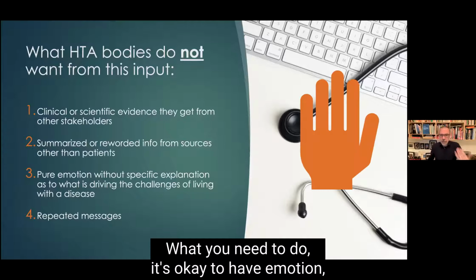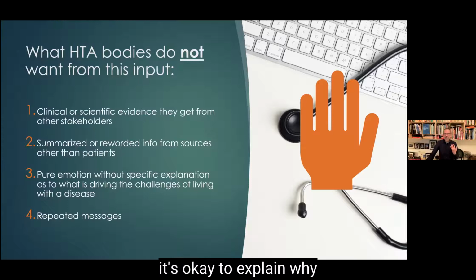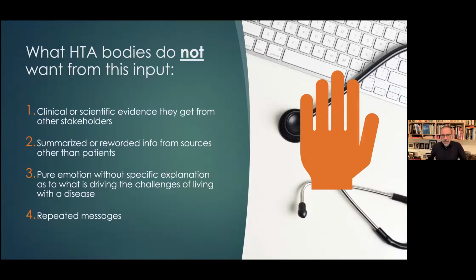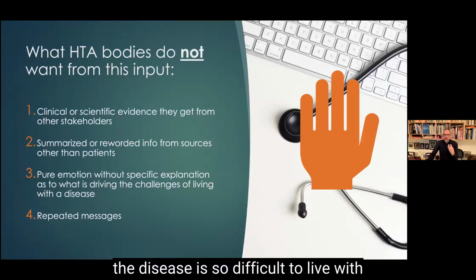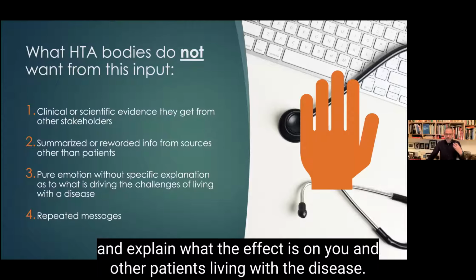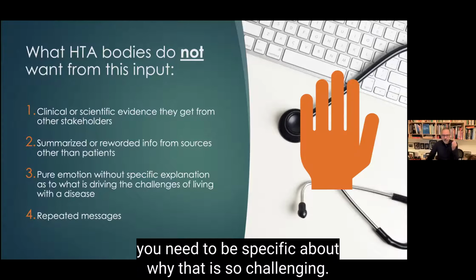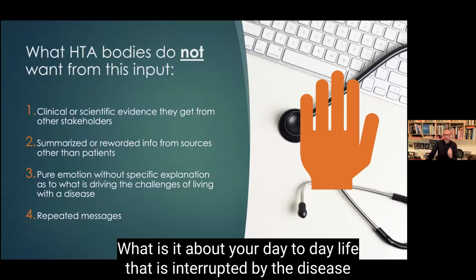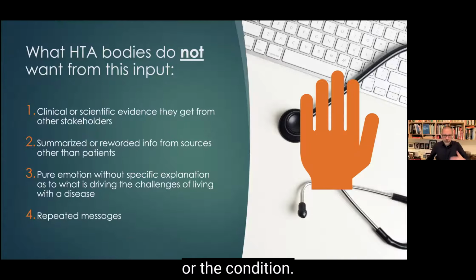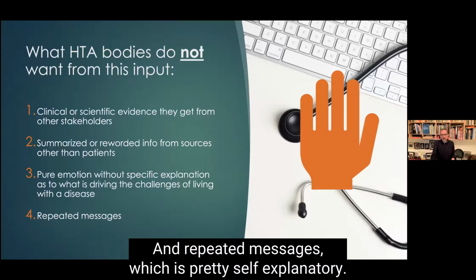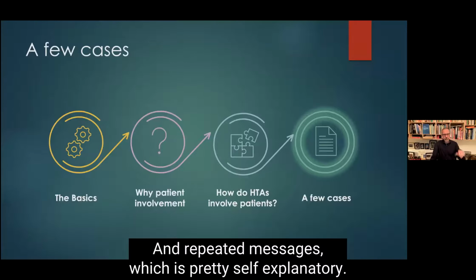So what you need to do is, it's okay to have emotion. It's okay to explain why the disease is so difficult to live with, and explain what that effect is on you and other patients living with that disease. But you need those specifics in there. I mentioned this before. You need to be specific about why that is so challenging. What is it about your day-to-day life that is interrupted by the disease or the condition? And repeated messages, which is pretty self-explanatory.